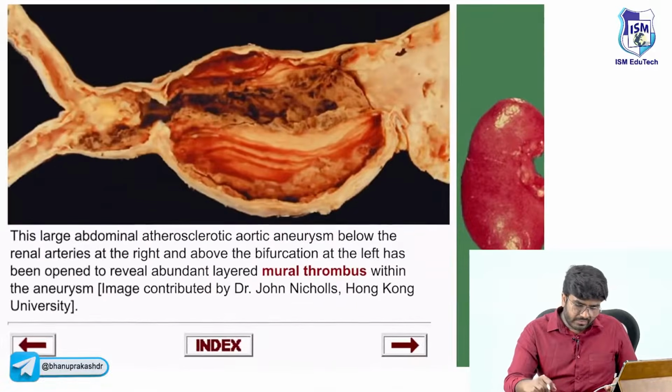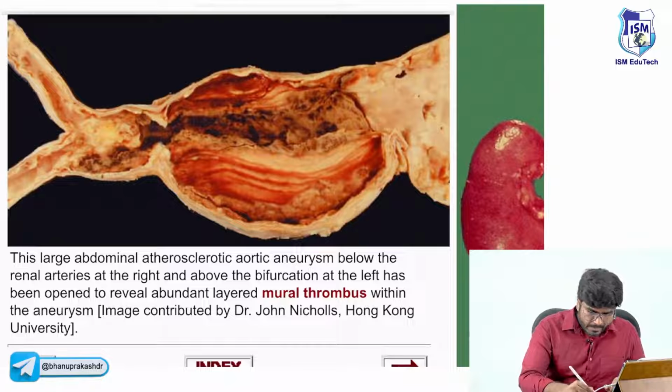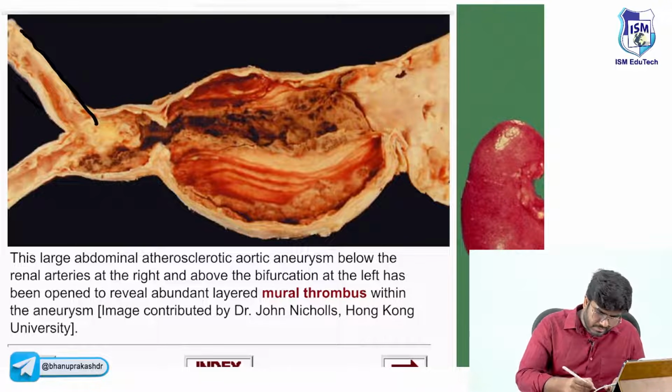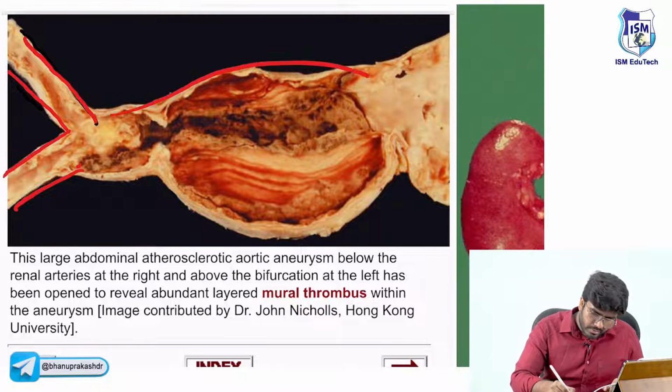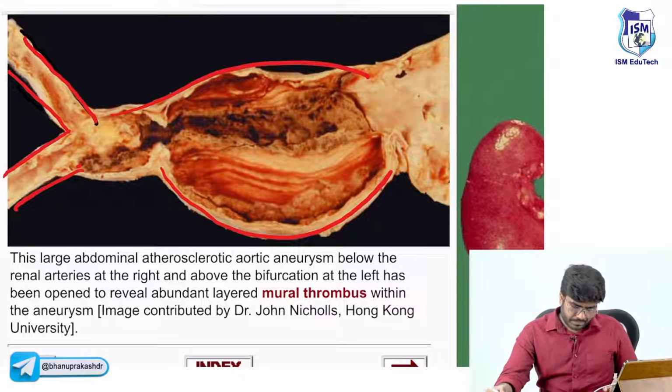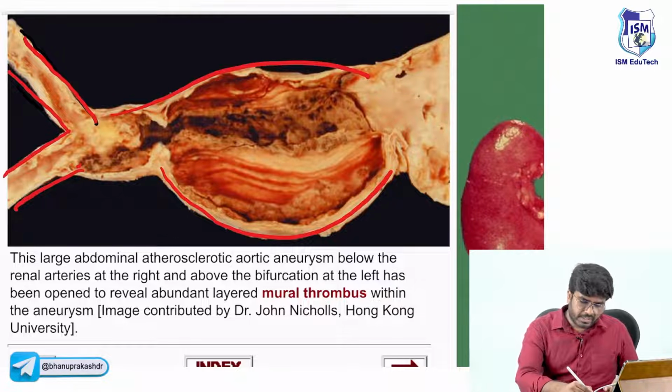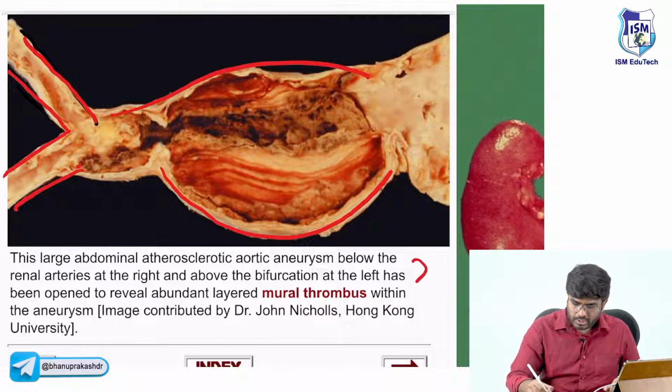Here also we can very clearly see there is a bifurcation. This is the place where the bifurcation is happening, into the common iliac arteries. Now, this is the abdominal aorta. You can go through this explanation. If you want, you can take a screenshot and go through this explanation.